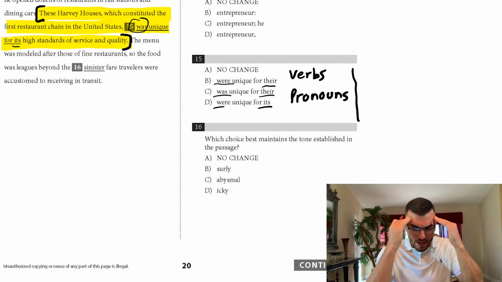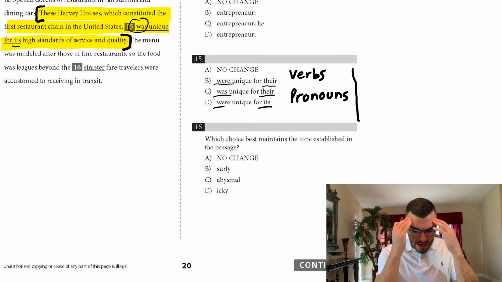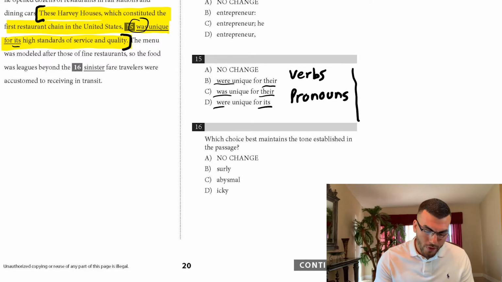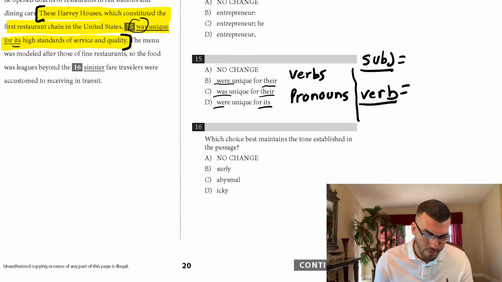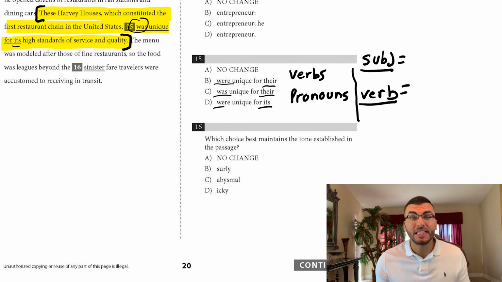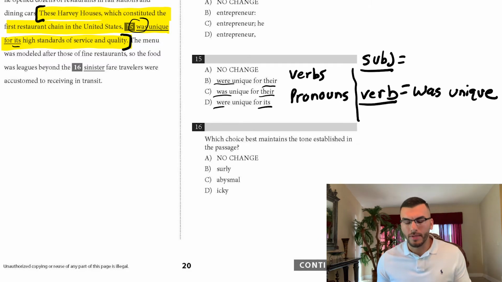Okay, now that I've identified what I need to actually use to solve this, I got it up here in my mind. So the first thing we do is we're going to set it up as subject, verb, and let's go to work, guys. So the verb is always the underlined portion. Was unique. I'll just leave it at was unique because was is the verb in itself.